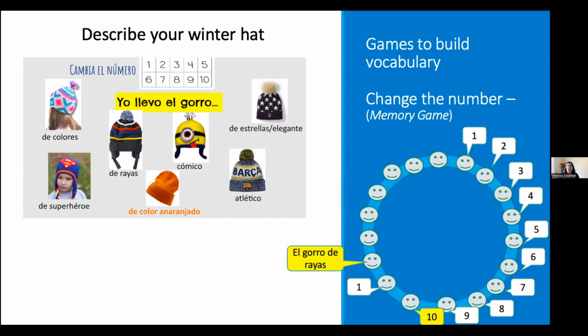And the reason I say 3rd grade and up is because it's a lot to keep in your head conceptually. If you want to play this with younger grades, I have had success writing the numbers on the board. And every time something is chosen, I might write next to the number 2, el gorro de rayas. So they know when we say 2, they're supposed to say el gorro de rayas. So that's another scaffold you can use with the youngest kids.